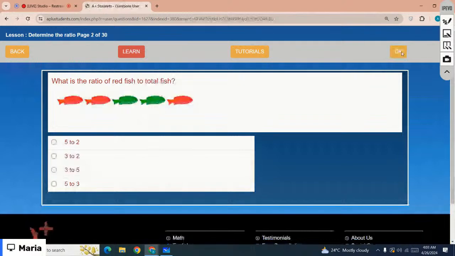Very good. What is the ratio of the red fish to total fish? Which is the correct option? You have 3 red fish and the total fish are 5. So that is 3 to 5. Red fish to total fish. Be very careful while reading the questions. 3 to 5 is the correct option.